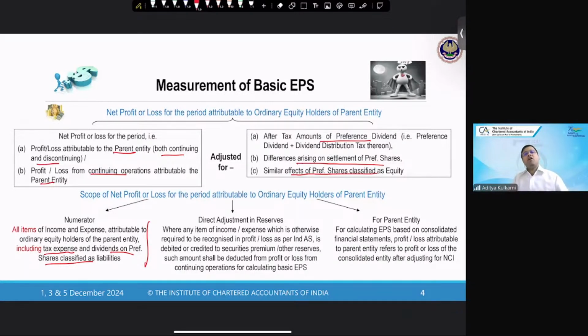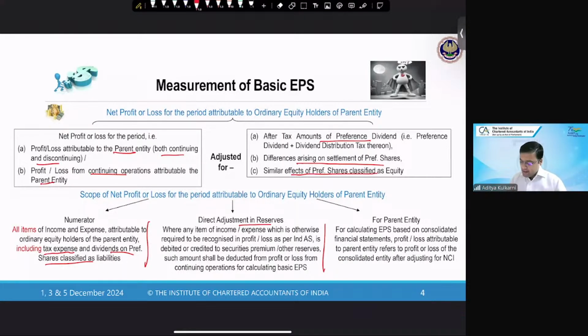It will in fact form a part of your profit before tax. When you're doing your PBT, you will be having the heading of expense known as finance cost. Those finance costs will include the finance cost attributable to these preference shareholders. Then we could be having any adjustment in reserves, which will be considered, particularly when you have premium on redemption of preference shares, whether it is debited or credited, all those items are going to come here.